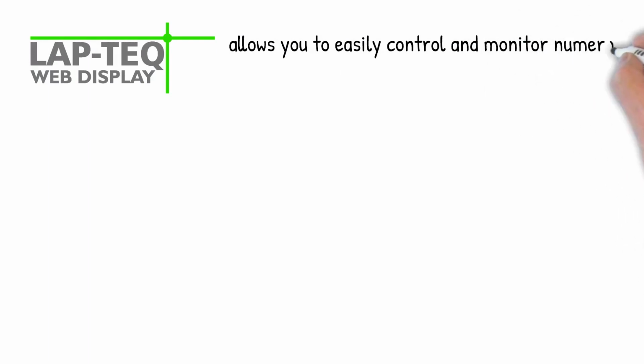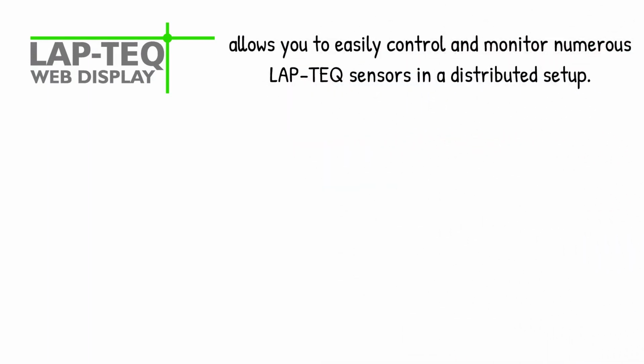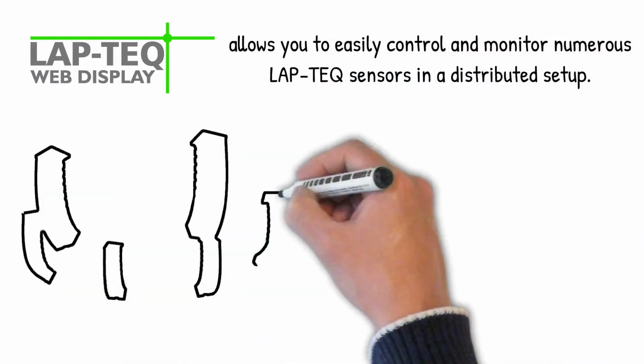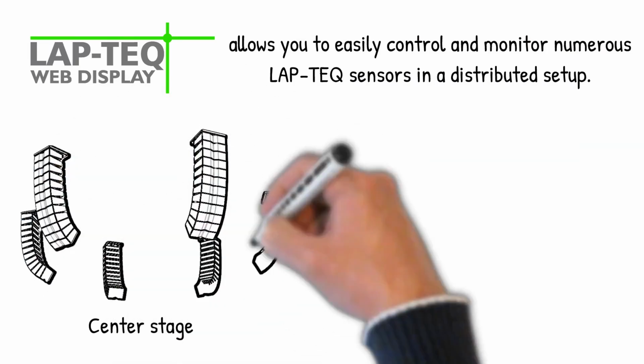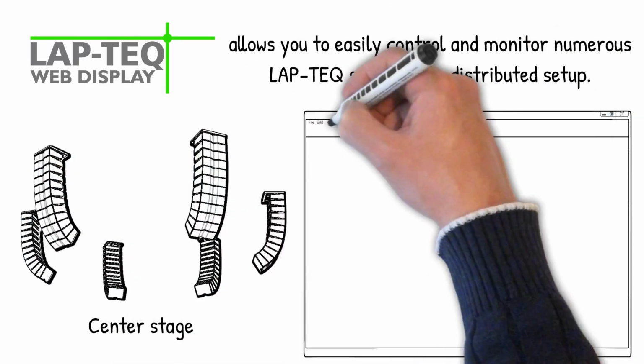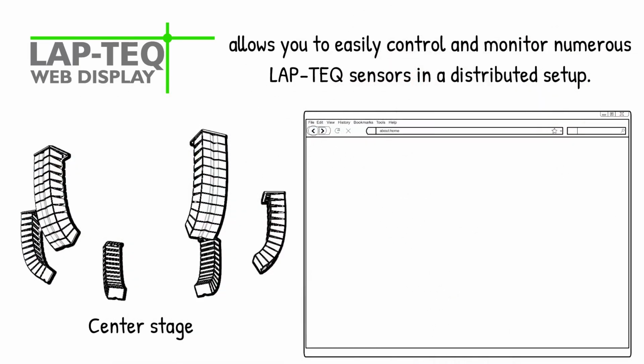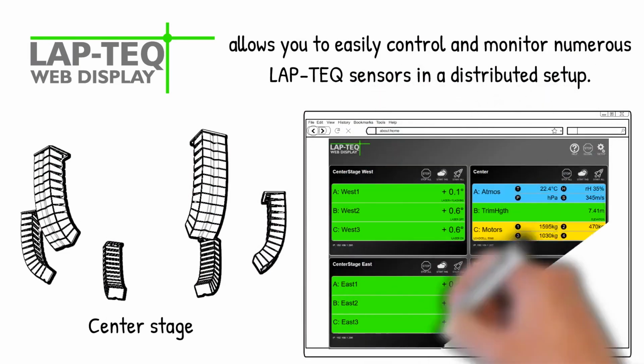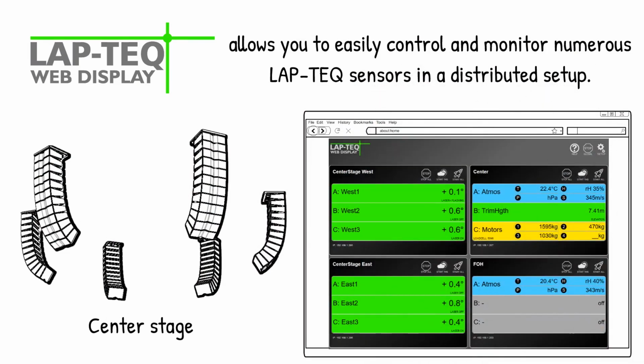LAP-TEQ Webdisplay allows you to easily control and monitor multiple LAP-TEQ sensors in a distributed setup. For example, a center stage scenario with 6 line arrays. We have one LAP-TEQ Plus inclinometer sensor mounted on every array. Additionally, we are measuring the truss elevation, motor loads, and atmospheric data at the loudspeaker position and at front of house position.